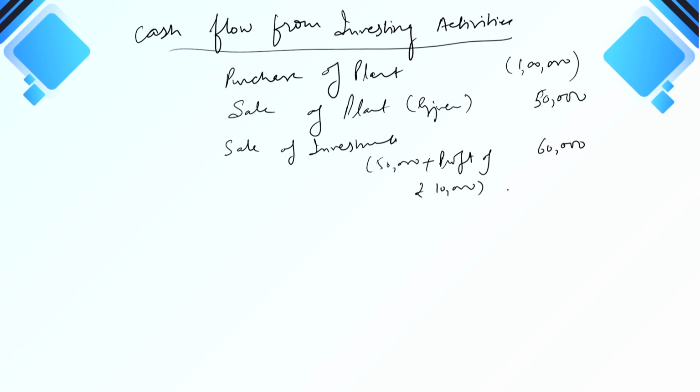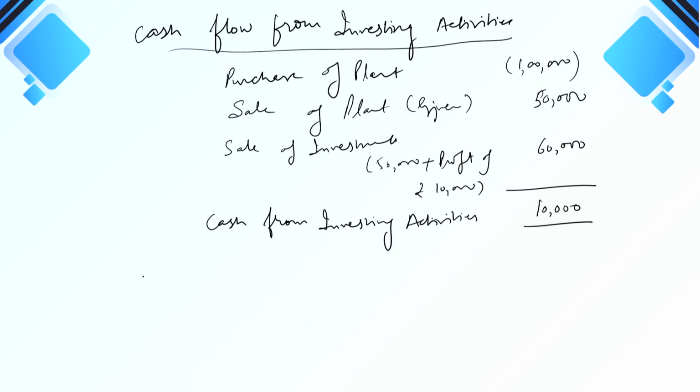So now we can make the calculation of cash from investing activities, and we got the balancing figure of 10,000 rupees here.